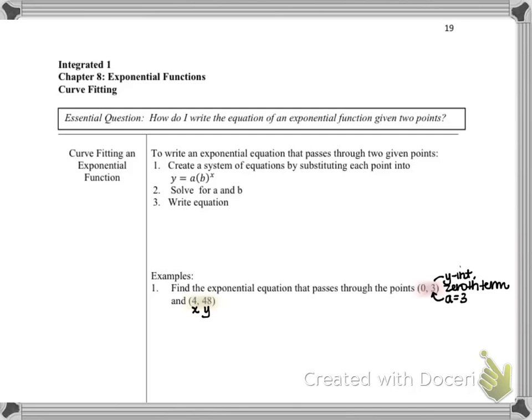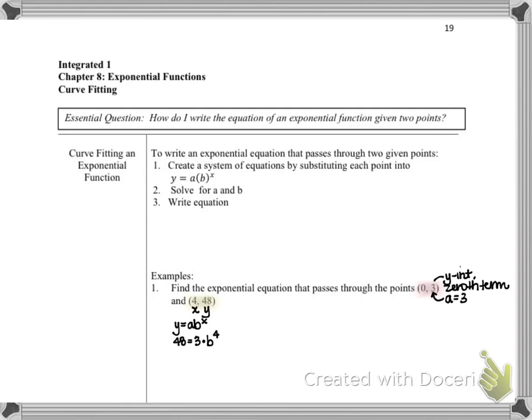So what I would do at this point is plug in everything that I know into the equation. If I take out my equation, y equals a b to the x, I know that I have a value for y. I have a value for a, which is kind of nice. I don't have a value for b; I'm probably going to have to find that. And I have a value for x.